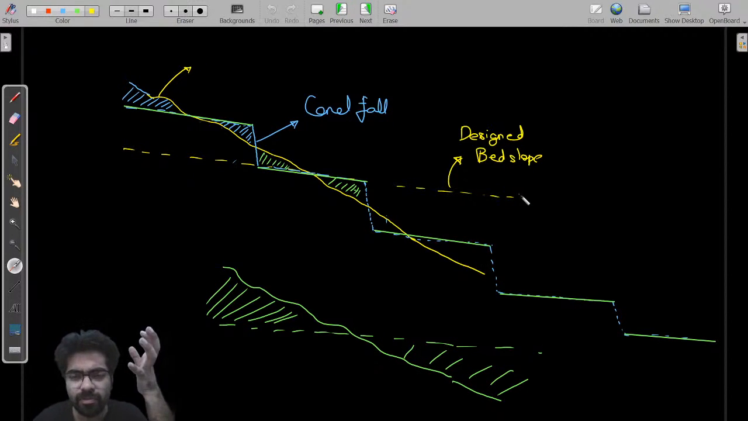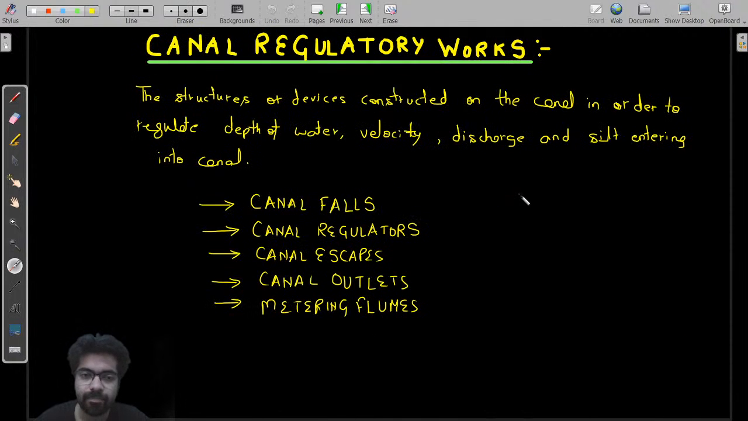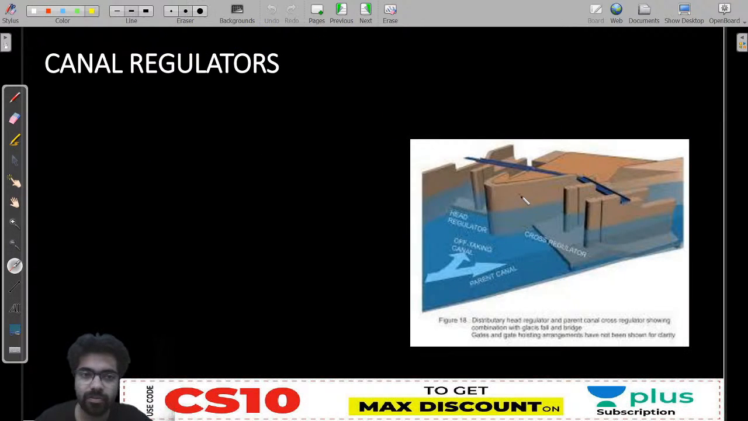There are many types of fall. Ogee shape is there, Montague shape, straight glacis, English. Many types of falls are there. But we are not interested in the types of fall. Now we will move to the canal regulator.